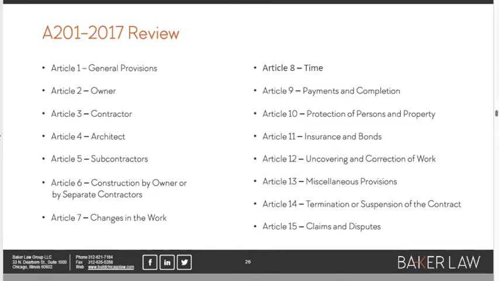Those other agreements, the B101 owner-architect agreement and the A101 owner-contractor agreement, are kind of the business deal documents. Those are the documents which say, this is the kind of project, this is how long you have to get it done, and this is how much I'm going to pay you for it. They embody the business deal, all right?